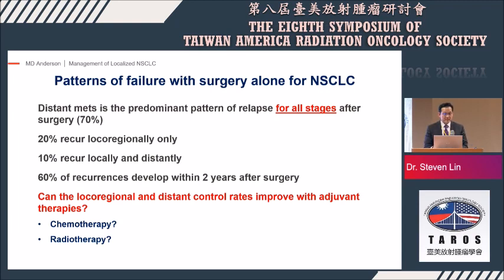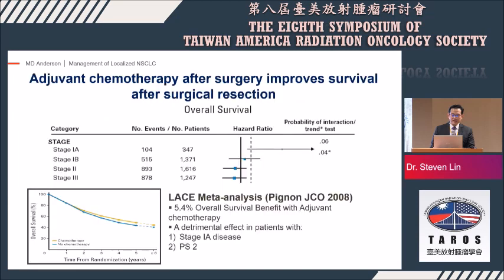And I would like to go over some of these trials and, of course, some of the controversies related to this. So for decades, in the early 80s as well as in the 90s, adjuvant chemotherapy was finally shown to improve outcomes after surgery. This is the latest meta-analysis, involving several thousand patients, showing a 5.4% overall survival benefit with the use of adjuvant chemotherapy after surgical resection.